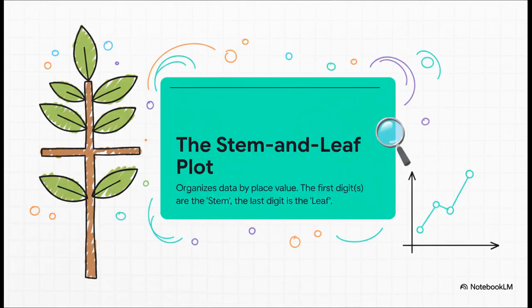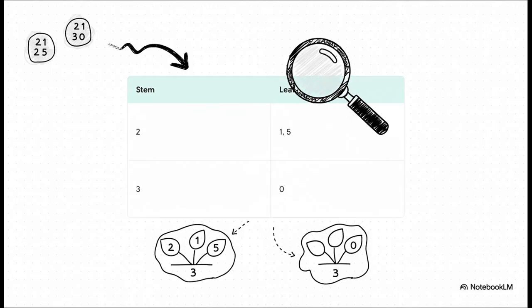Okay, let's grab our next tool from the kit. This one is called the stem and leaf plot, and honestly, it's pretty clever. It organizes all your numbers by their place value, and the name gives it away, right? It's kind of like a plant. The first part of a number becomes the stem, and then the very last digit becomes a leaf that branches right off it. Let's actually see how this works. Say our data is the numbers 21, 25, and 30. Okay, so for 21 and 25, the 2 is our stem.